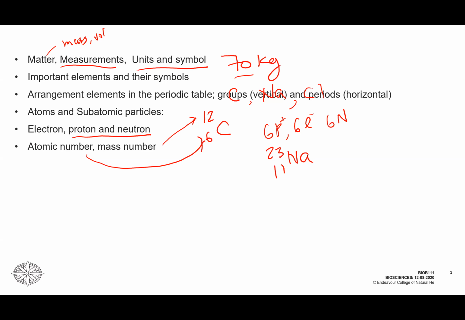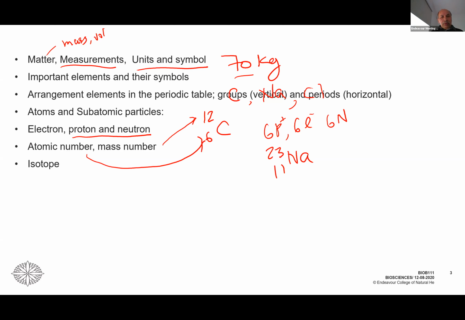In the periodic table, you can find the big number at the top or the bottom. It doesn't matter. Okay? The big number is always going to be the mass number. The small number can be up, down, or on the side. Doesn't matter. Okay?